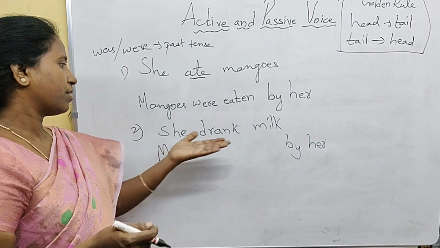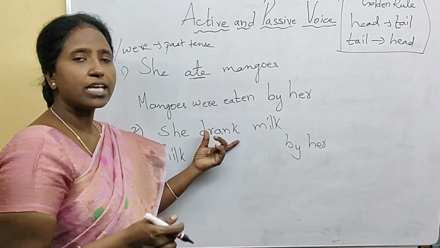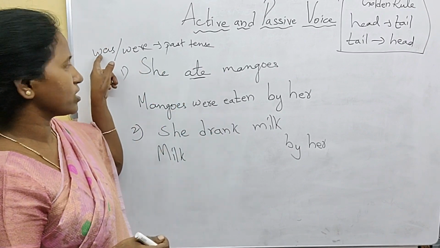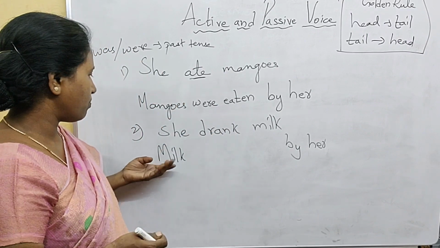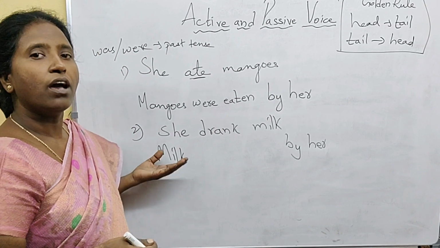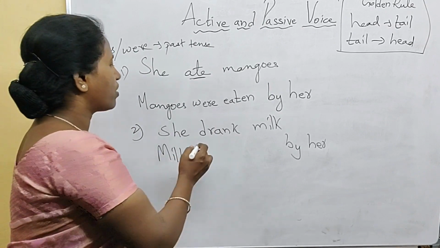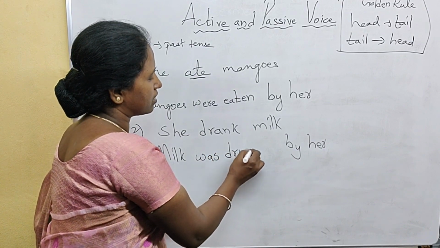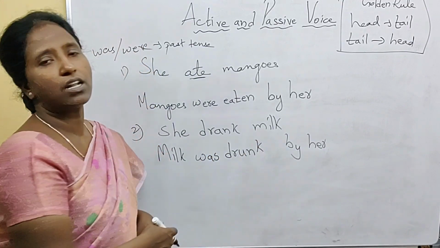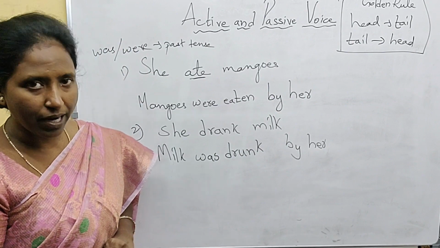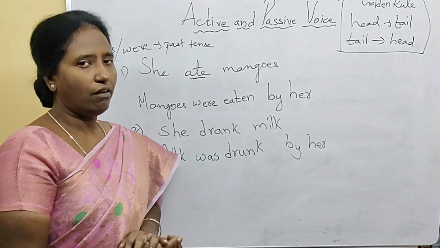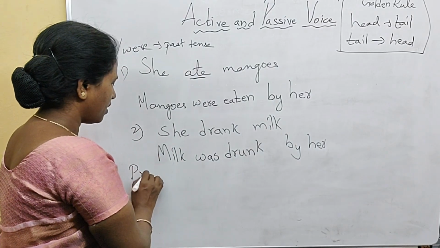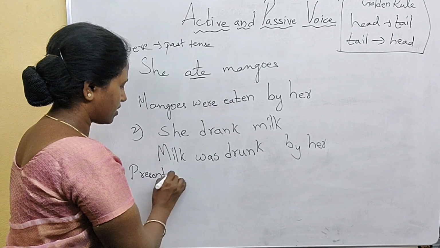Okay, milk by her. Now drank is in past tense. Now look at the number. As soon as you see past tense, the choice is either was or were. Now milk, is it singular or plural? Milk is singular. So what will you use? Was. Milk was drunk. Drink, drank, drunk. Milk was drunk by her. So this is how you make it. Okay. Now if I go to the present tense.